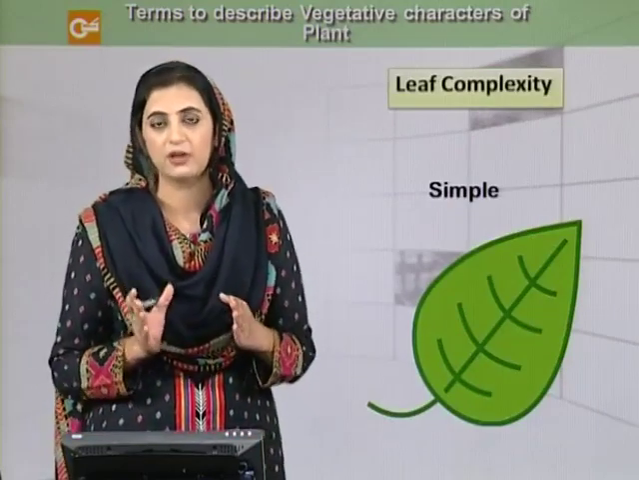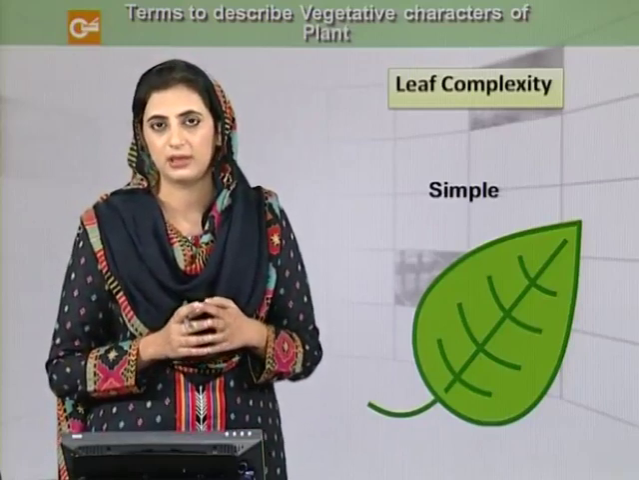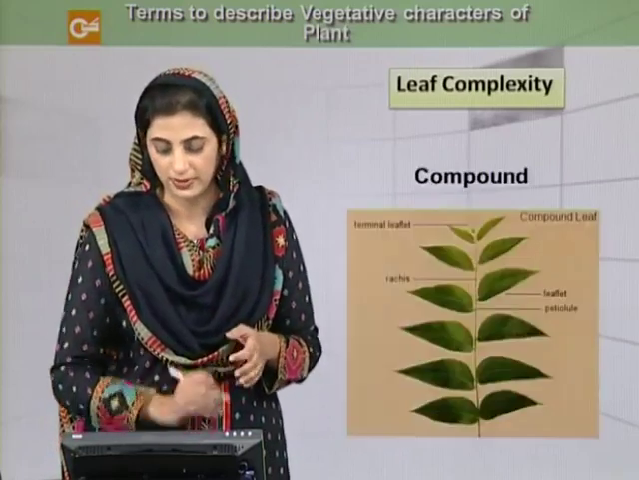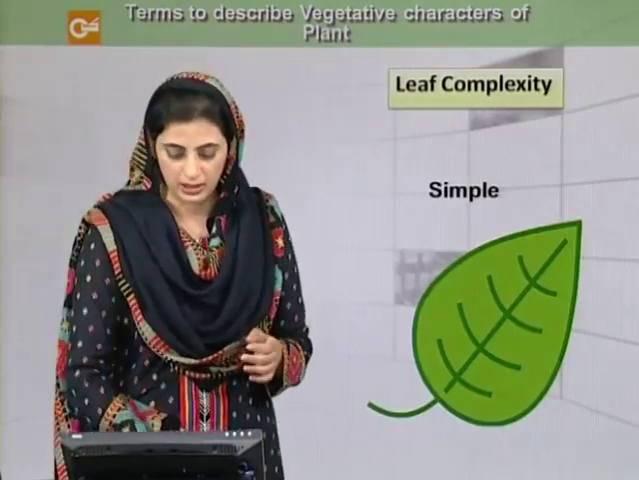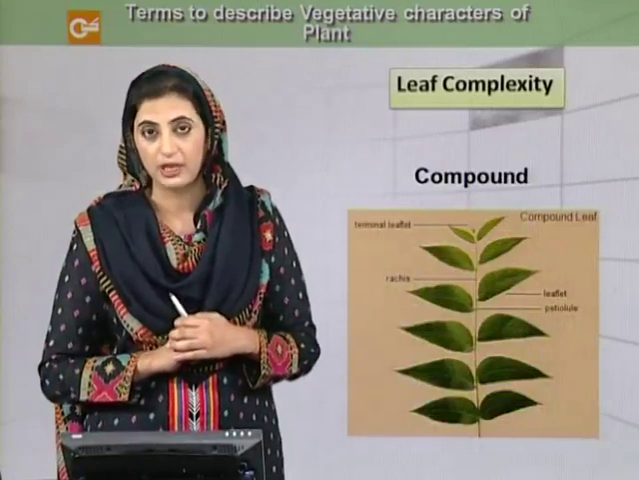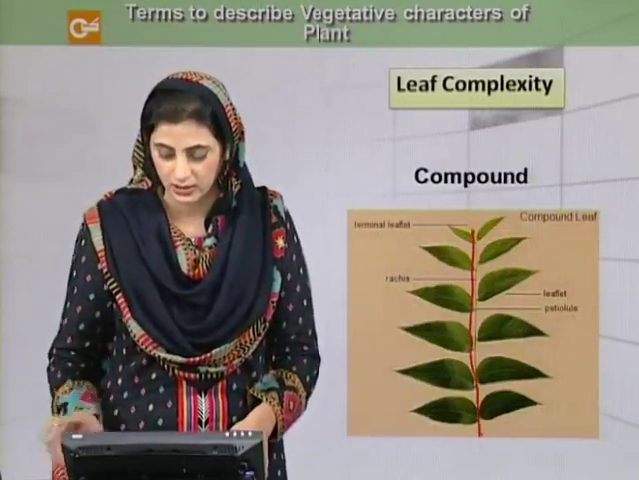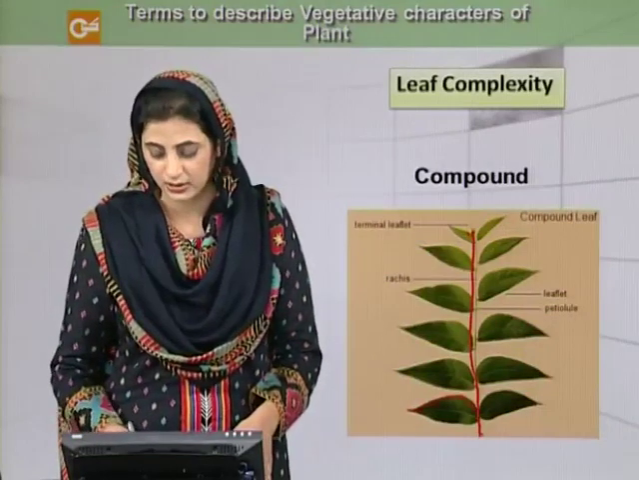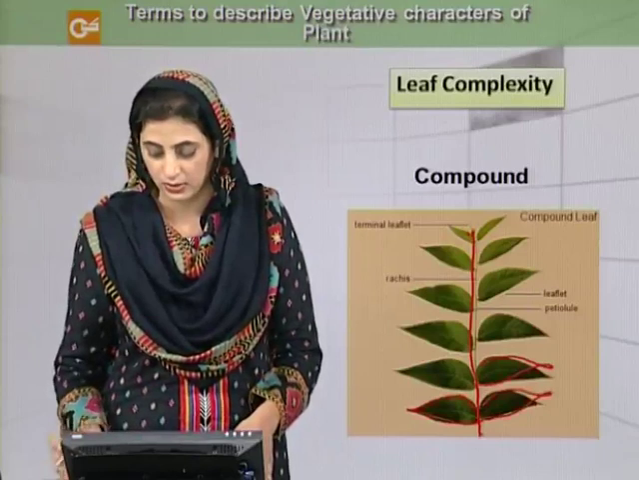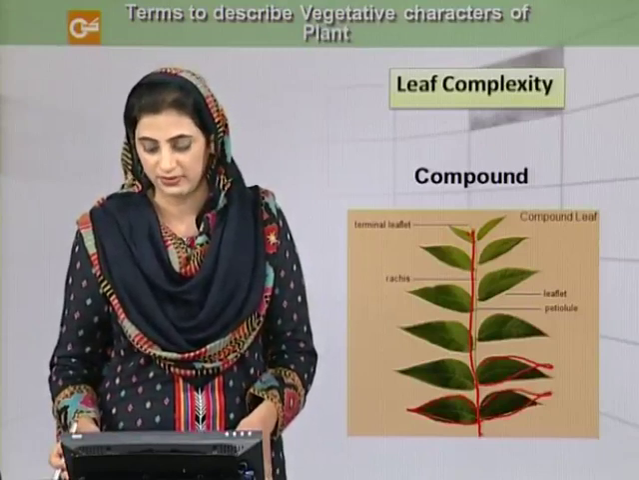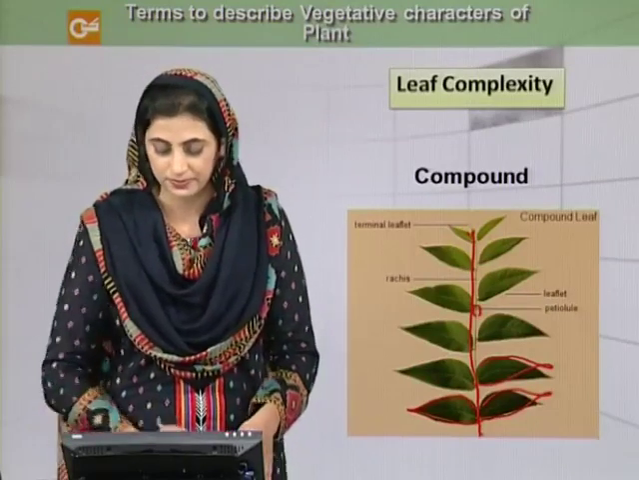And leaf complexity we can divide into two types, simple and compound leaf. Simple we have discussed before, and about compound leaf we can see here that it has a rachis, and rachis bears pinna, or pinna are also known as leaflets, and this is petiole actually.